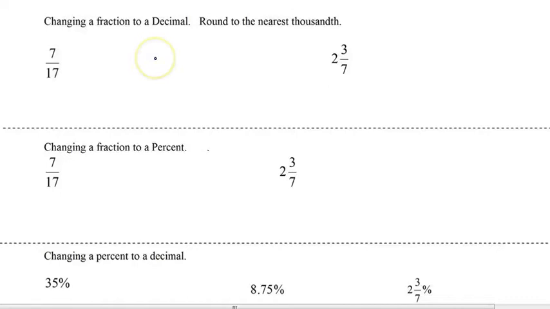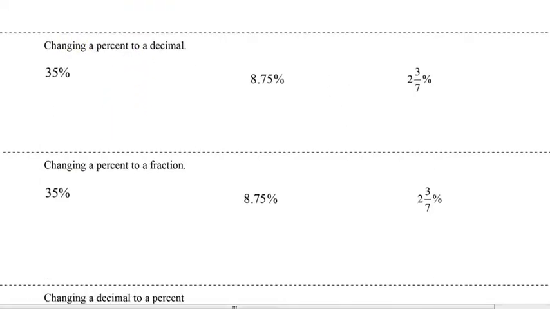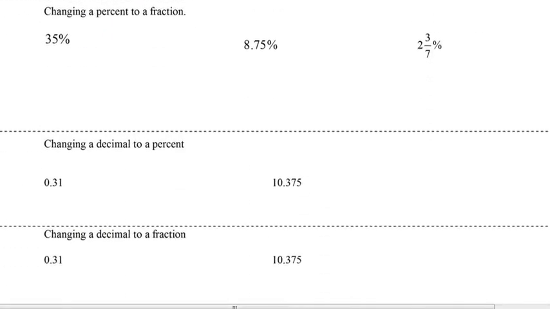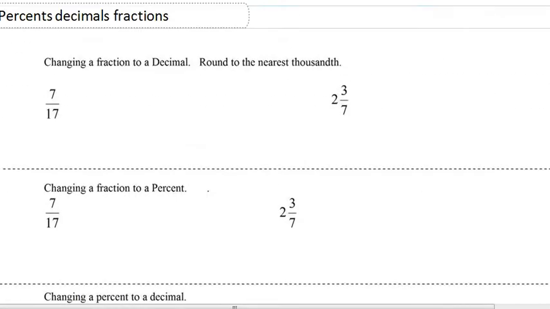Alright, this video is how to change fractions to decimals, decimals to fractions, percents to fractions, percents to decimals, decimals to percents, and I think I got all of them. But if I missed one, we'll figure it out now. But it's a lot of converting, so we're going to just go through in order. We're going to do fractions to decimals, fractions to percents, and then we'll do percents to decimals, percents to fractions, decimals to percents, and decimals to fractions.